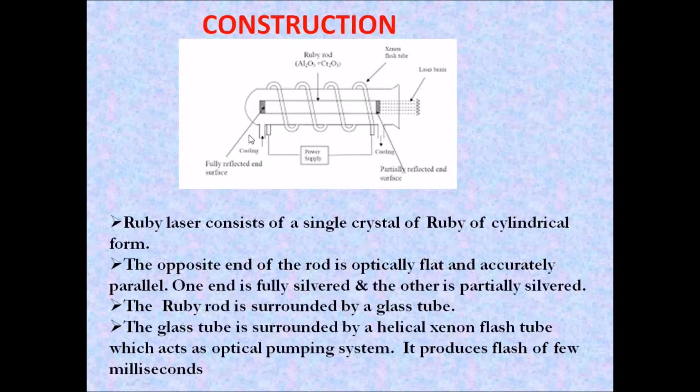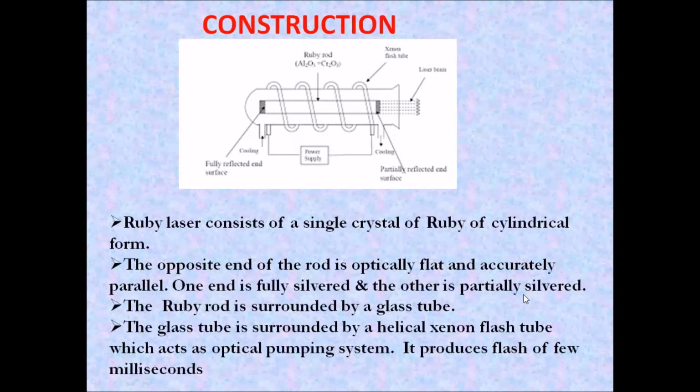Here, another important part is this cooling system. Why is this cooling system required? Because when the xenon flash tube is switched on, it emits thousands of joules of energy in few milliseconds. But only a part of that energy is utilized by the chromium ions, while the rest of the energy heats up the apparatus. A cooling arrangement is provided to keep the experimental setup at normal temperature.